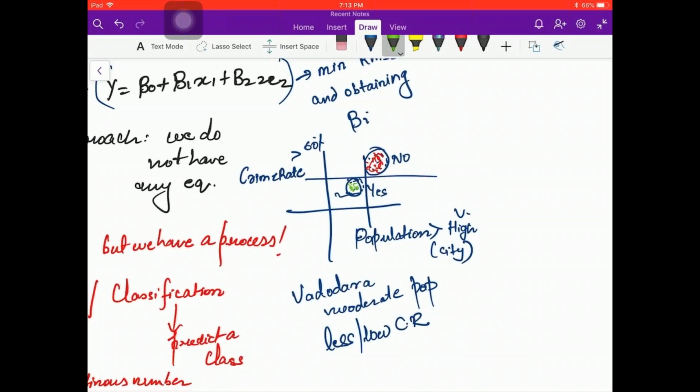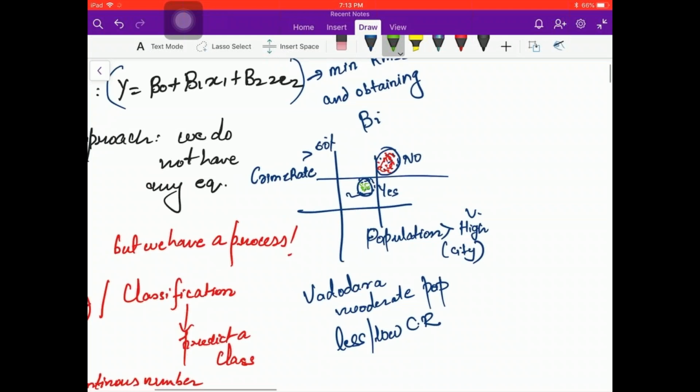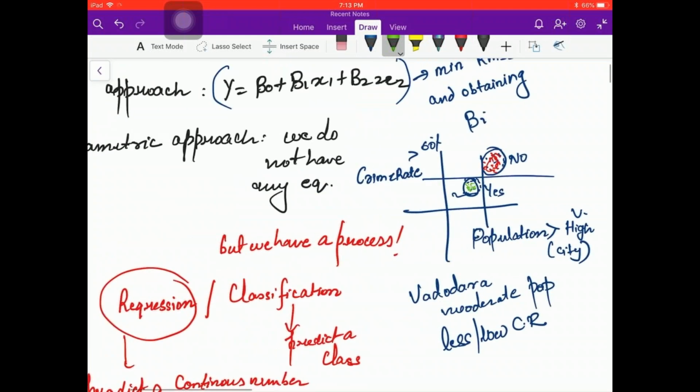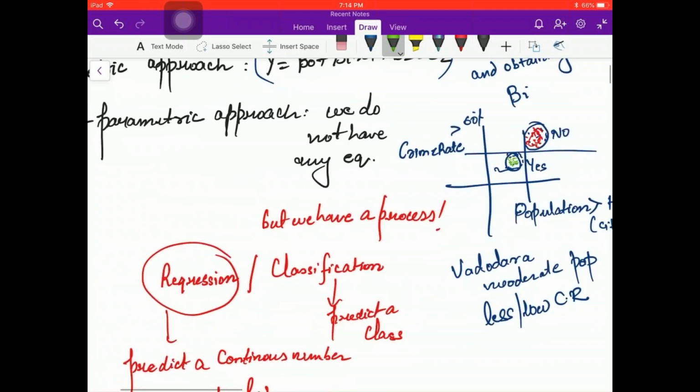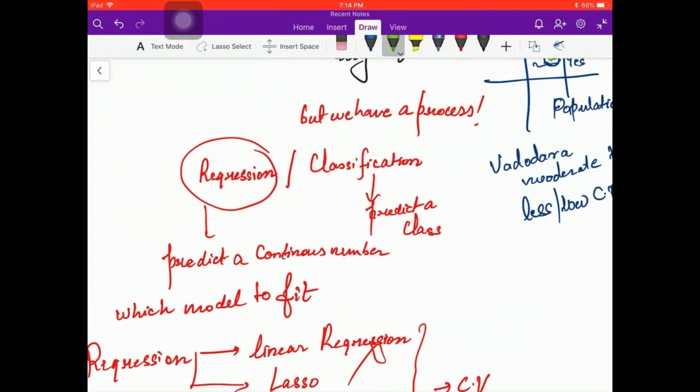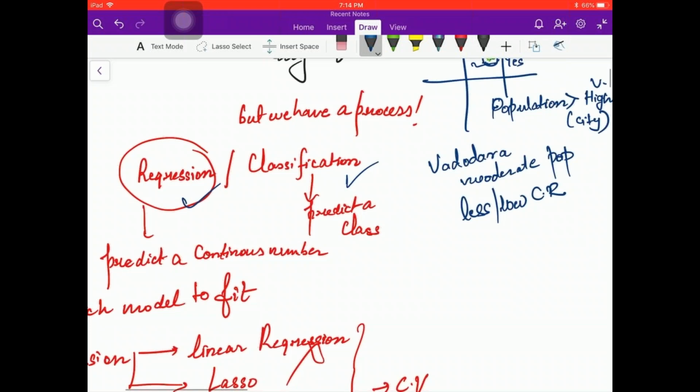But there can be many cases where the data will not be linearly separable by partitions, and that's where we have to have better algorithms. But it is very human-like, and we can do both regression and classification. What we did here is a classification.